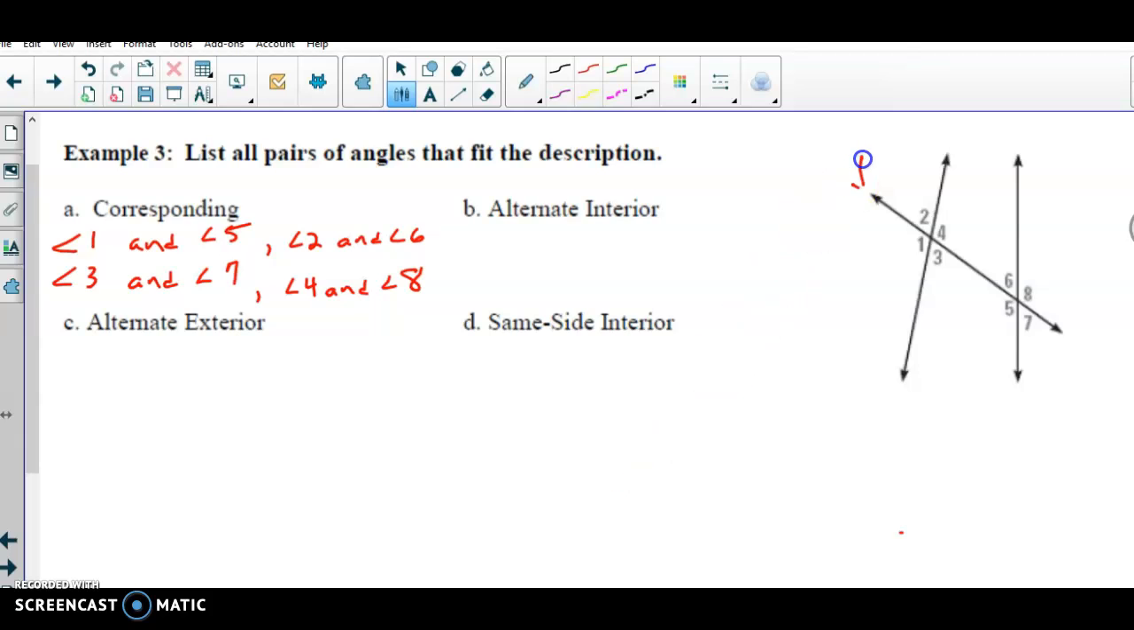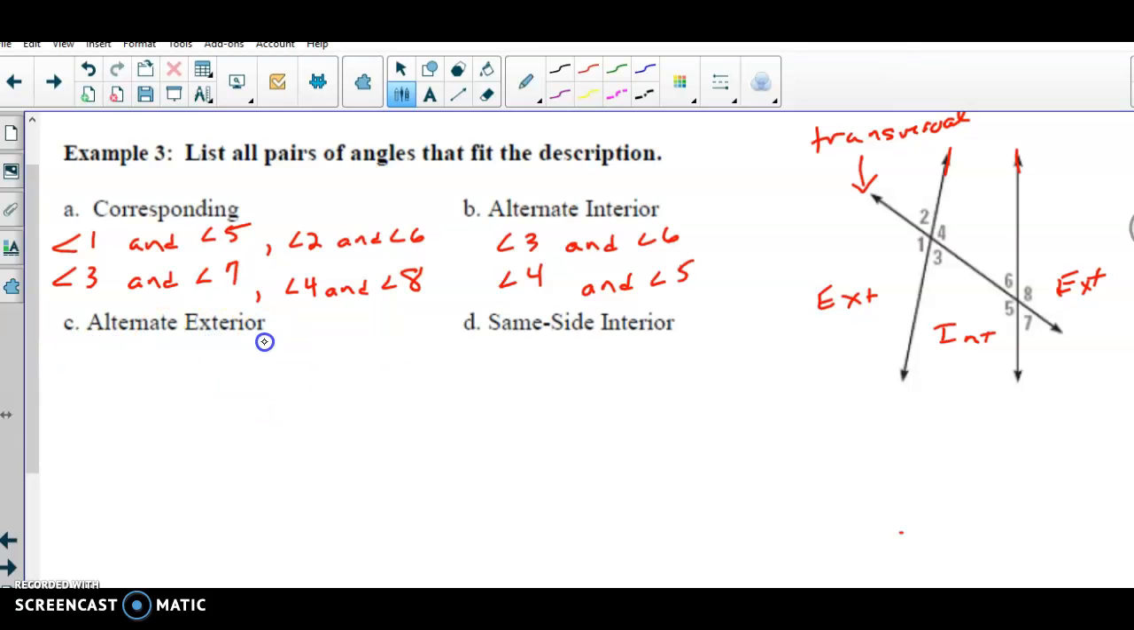So remember, this one's our transversal. It's like the toothpick. These are your 2 pieces of bread. So these are your interior angles. These are the exterior angles. Okay, alternate interior. Angle 3 and angle 6. And angle 4 and angle 5. Alternate exteriors. Angle 2 and angle 7.